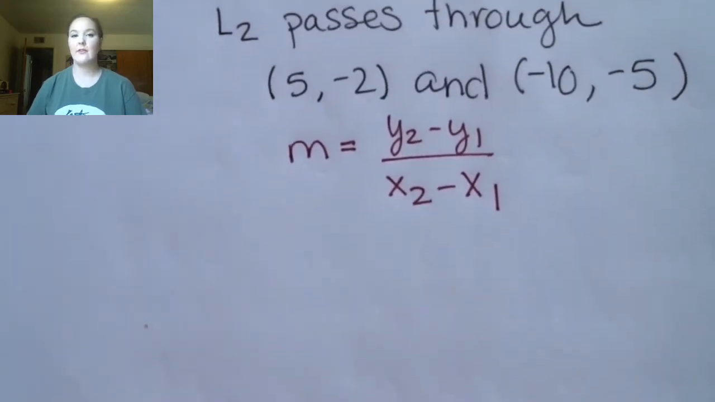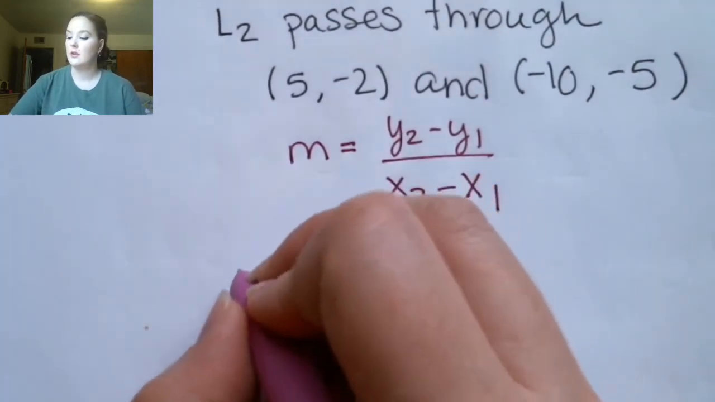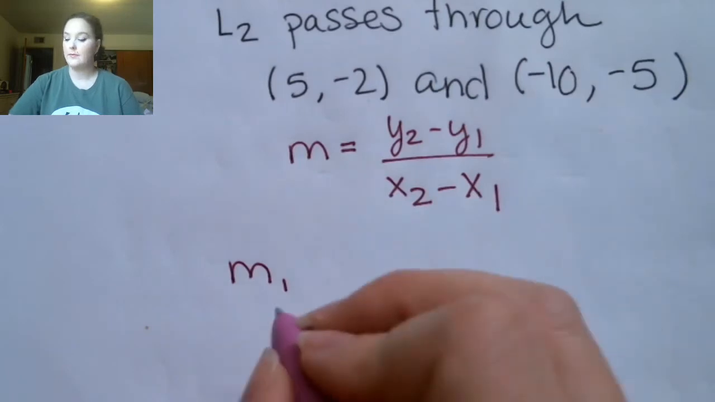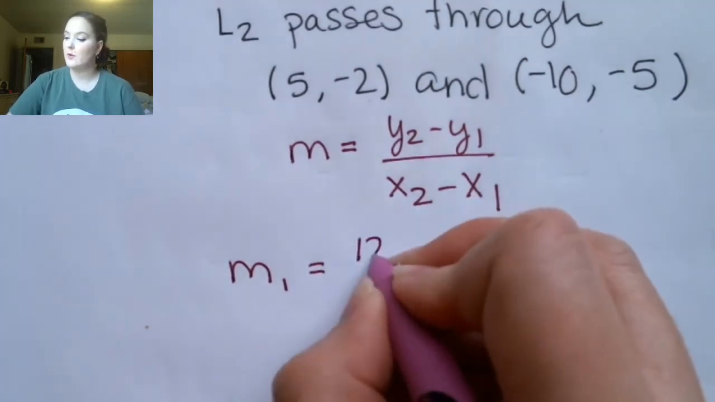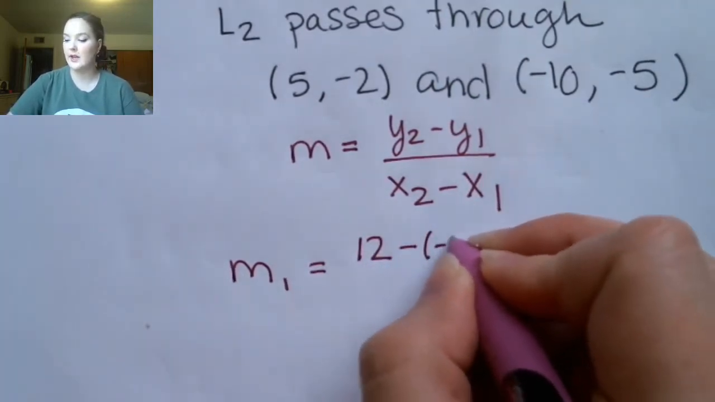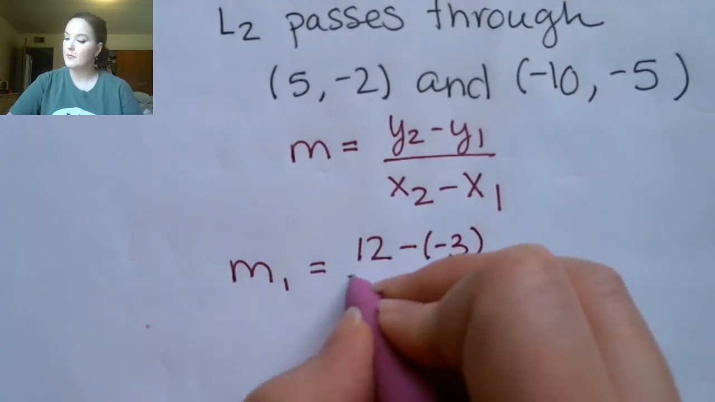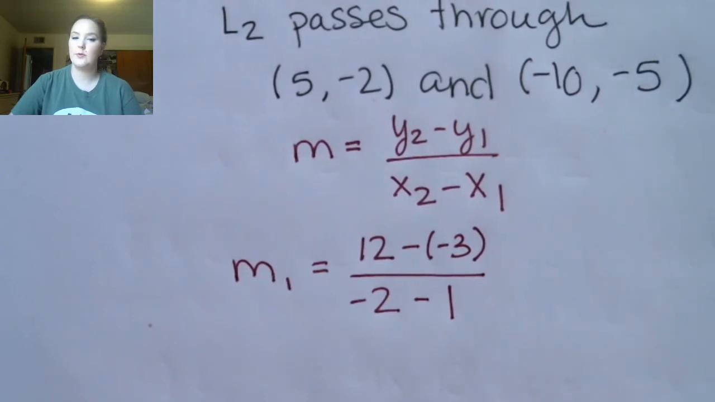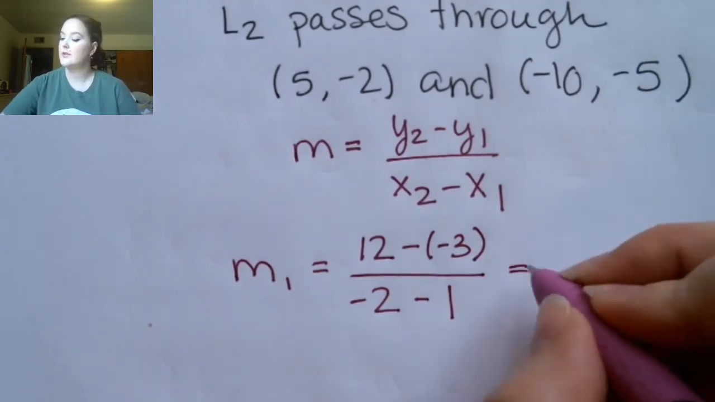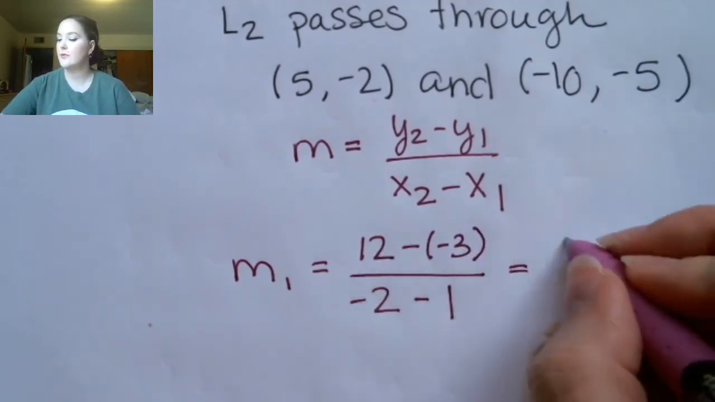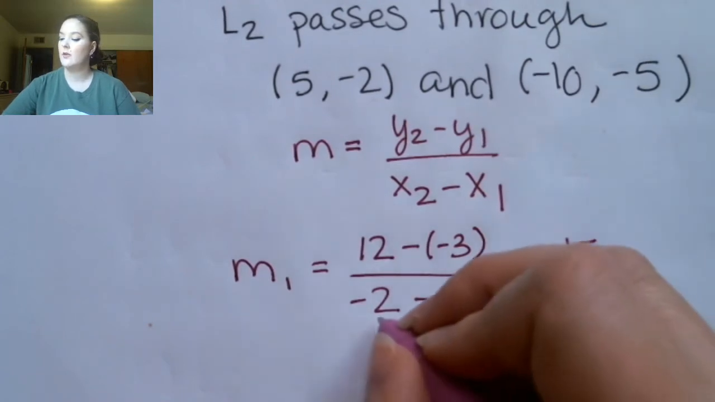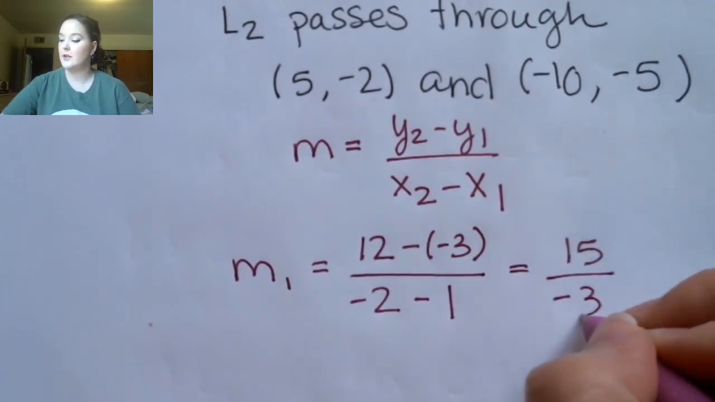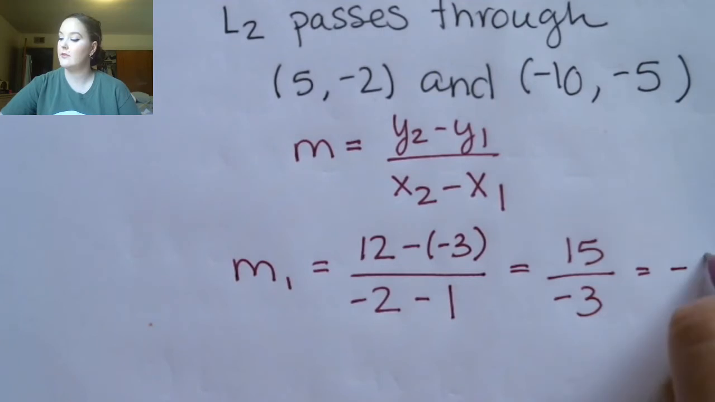Okay, so we're going to do that for the first line. My y2 was 12, my y1 was negative 3. My x2 was negative 2, my x1 was 1. So this is going to be 12 plus 3, which is 15, over negative 2 minus 1, which is negative 3. So I'll get negative 5.